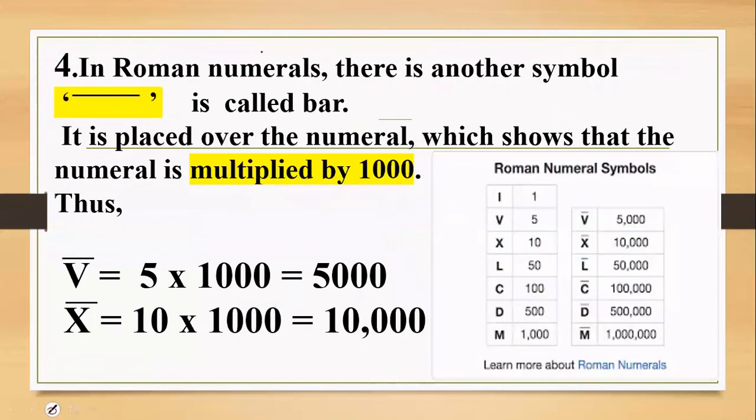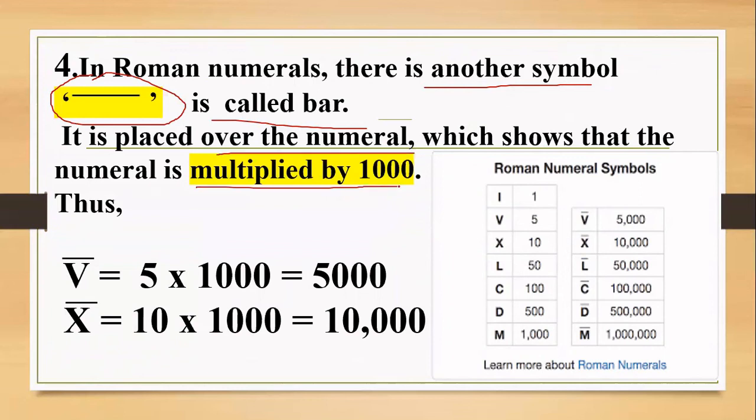Now the fourth rule: in Roman numerals, there is another symbol, and it is this. This symbol is called a bar. Let's see what the use of this one is. It is placed above the numeral, which shows that the numeral is multiplied by 1000. All right, children. It will be written above the symbol.